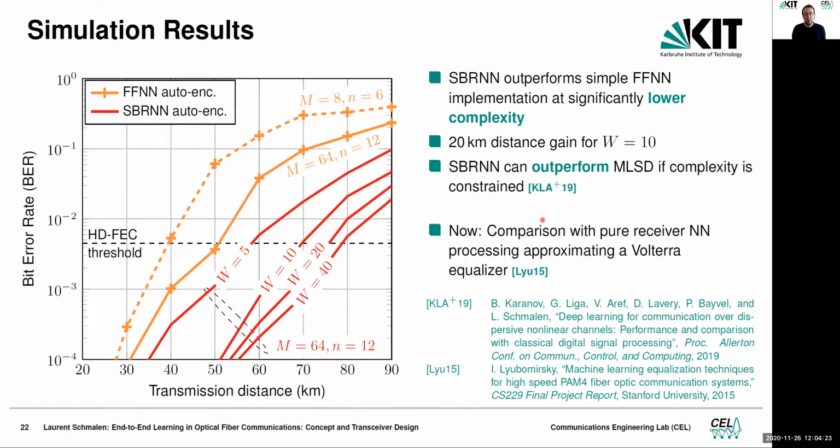So in our work that we presented at the Allerton conference last year, we showed that this can outperform maximum likelihood sequence detection if we have complexity constraints. So it's actually very good in terms of complexity.